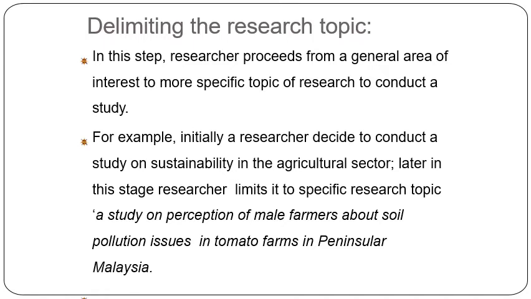So earlier, like I said, the researcher decided to conduct a study on sustainability in the agricultural sector. Now, through literature review, he has decided what he wants to do. He has decided to limit it to a specific research topic: a study on perception of male farmers about soil pollution issues in tomato farms in Peninsular Malaysia. Look at how it has been narrowed down. Number one is a study on perception.